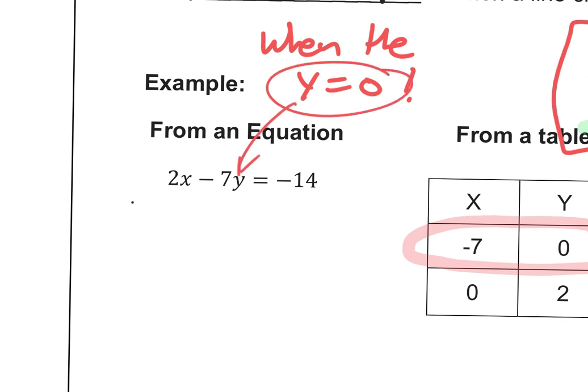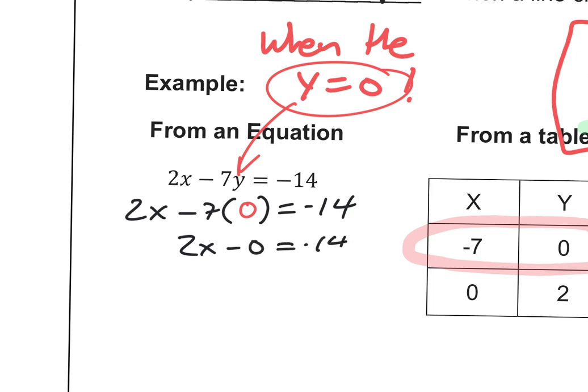Let me show you what I mean. I have a 2x minus 7, parentheses, and instead of y, I'm going to put a 0. And now I'm just going to solve this equation for x. And it's not too bad, because a lot of stuff's going to cancel out. The first thing you'll notice is anything times 0 is just 0. So really I have 2x minus 0 equals -14. Well, I don't need that 0 there, so this is really just like saying 2x equals -14.